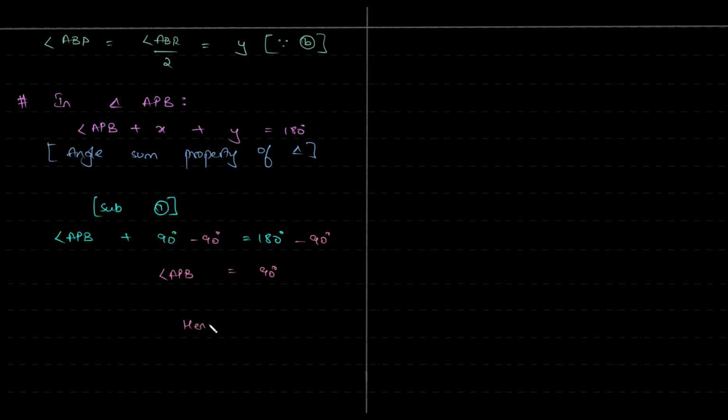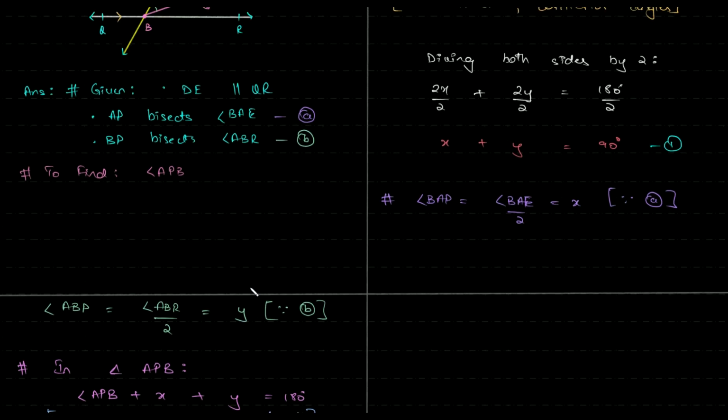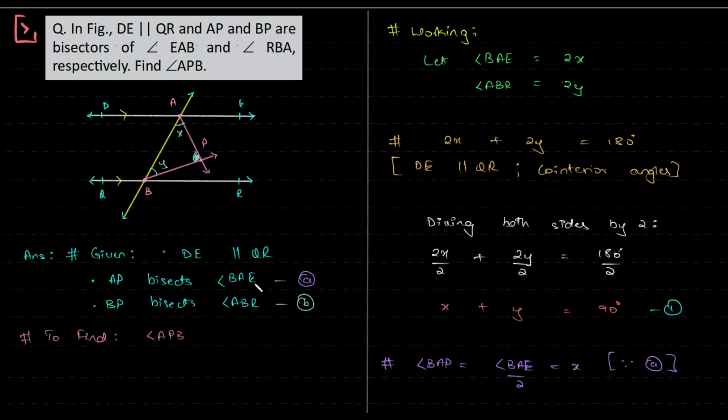Hence proved. Not proved actually, sorry. I keep going back to this, I don't know why. It's not a proof question, I know, but it still feels like a proof question. You can get it as a proof question also: prove that this is 90 degrees. So it's not that different. It's the same answer actually, just that you have to write hence proved.